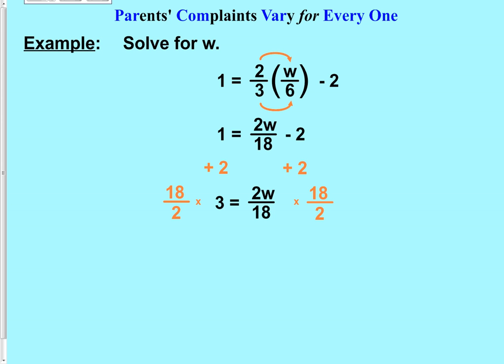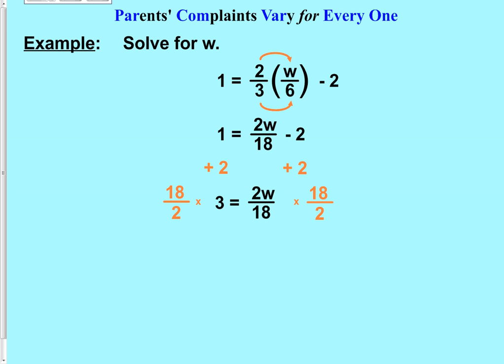Okay, we introduced that into the problem, so we must do the same thing on the other side of the equal sign. Multiply by 18 over 2. Now on the right side, this is where some magic is going to happen. We now have an 18 in the numerator and an 18 in the denominator. Those will cancel. We have a 2 in the numerator and a 2 in the denominator, and those will cancel. That will leave you just the w.